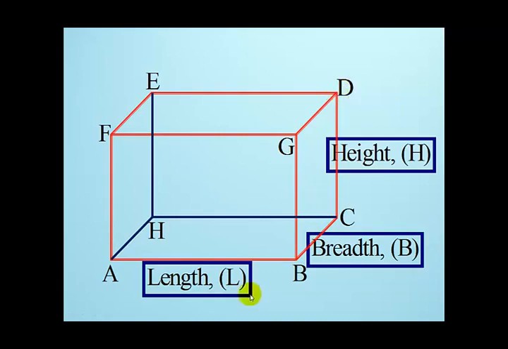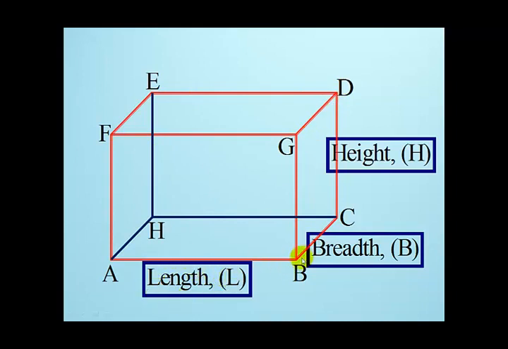Take note that the distance from A to B is the length. The distance from A to D is the same as the distance from H to C, the same as the distance from F to G, and the same as the distance from E to D. So the length is L.